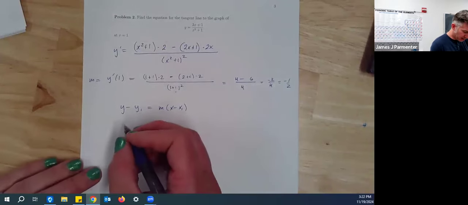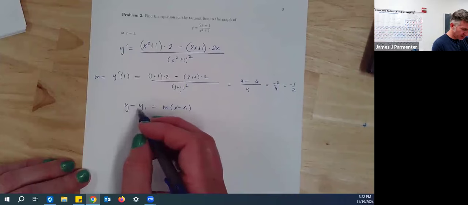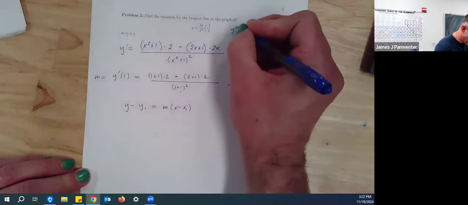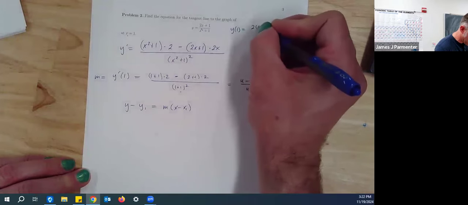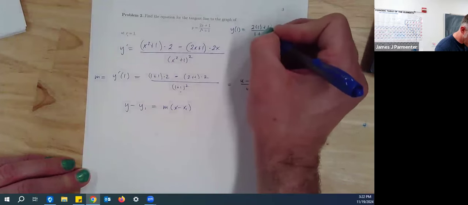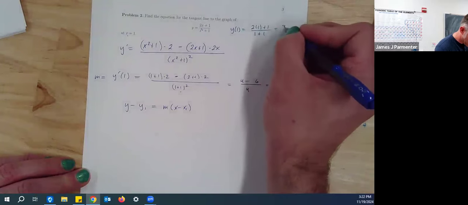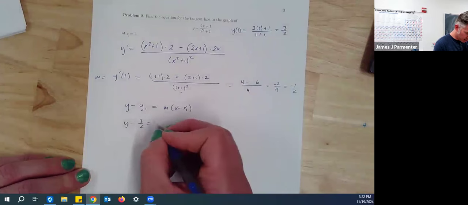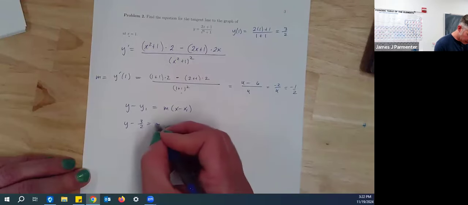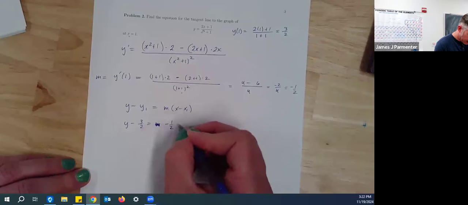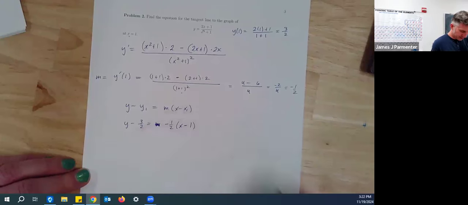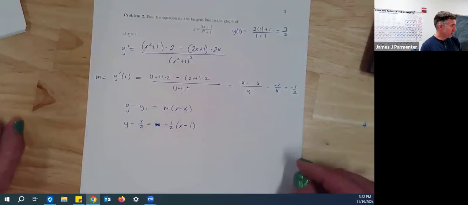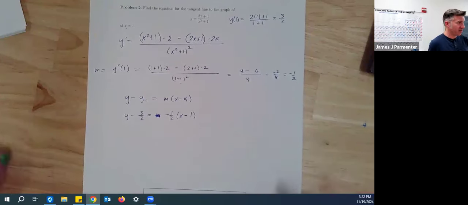So I don't know what my y1 value is. I have to plug in x equals 1 to find my y value. So y of 1 is going to be 2 times 1 plus 1 over 1 plus 1, which is 3 over 2. So I'm going to get y minus 3 over 2 equals m, negative 1/2, times x minus 1. And again, I will point out that technically this is correct. This is a perfectly valid answer, and we should not have to simplify it per the instructions.